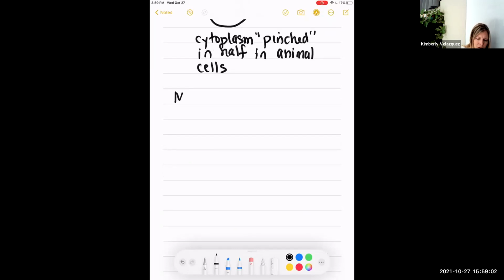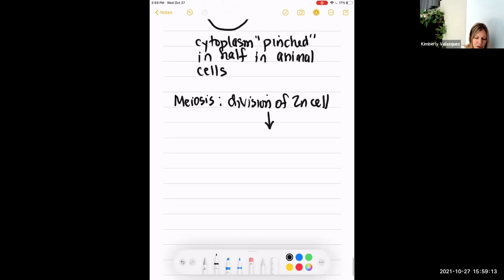Remember, meiosis is division of a 2N cell to produce 4 genetically different N cells. In other words, a diploid cell is going to divide twice and produce 4 genetically different, not identical, the opposite of that, 4 genetically different haploid cells.